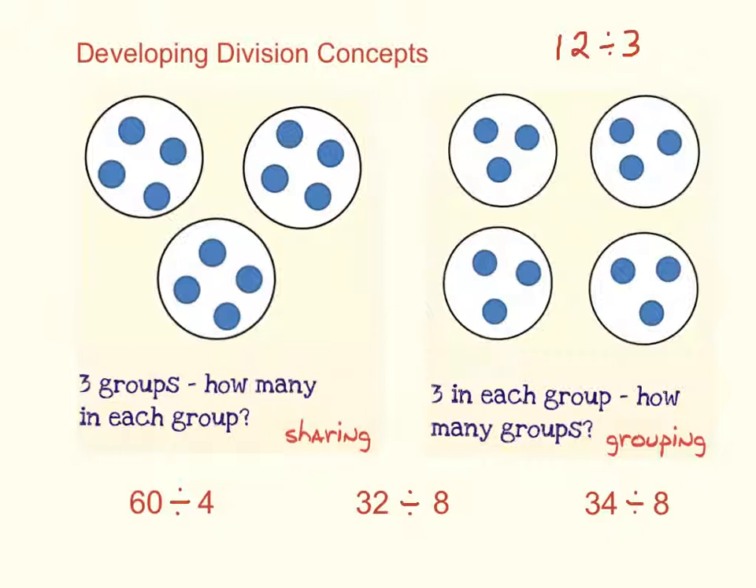Now, my prediction is that for the first one you split 60 into 4 equal groups. Rather than thinking how many 4's in 60, you'd have perhaps halved it and halved it again. Whereas for 32 divided by 8, I would imagine a lot of people, if they knew that 8 times 4 is 32, used that inverse knowledge and knew that the answer was 4.